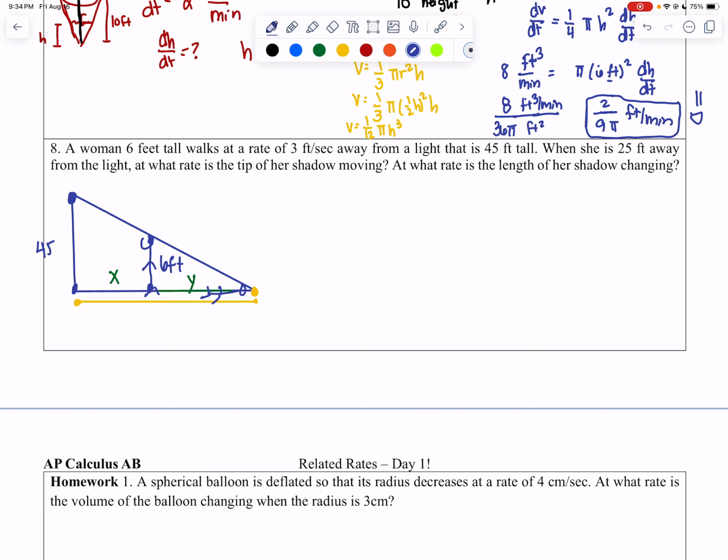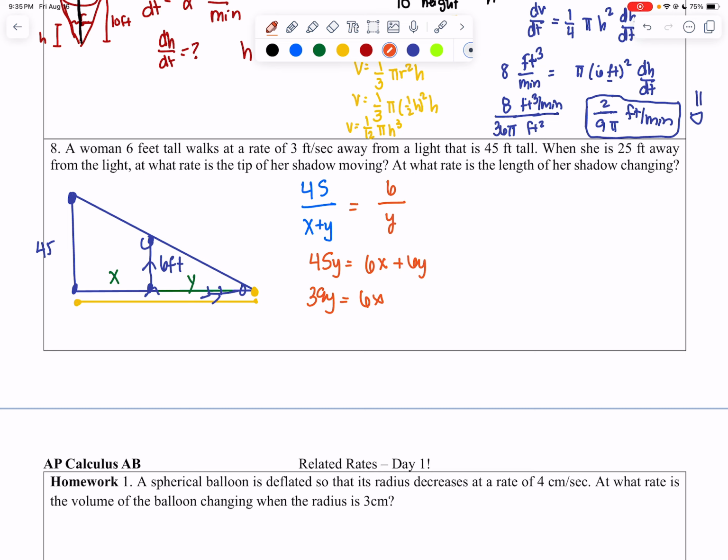If I were to look at my big triangle, I'm going to have 45 as my height, and I'm going to have X plus Y as my base. If I were to look at my smaller triangle, I'm going to have 6 as my height, and then Y as my base. I'm going to cross multiply. 45Y is equal to 6X plus 6Y. And then I'm going to move the Y over. So I have 39Y is equal to 6X. All right. So that's going to be my equation. That's going to relate my 2 variables.